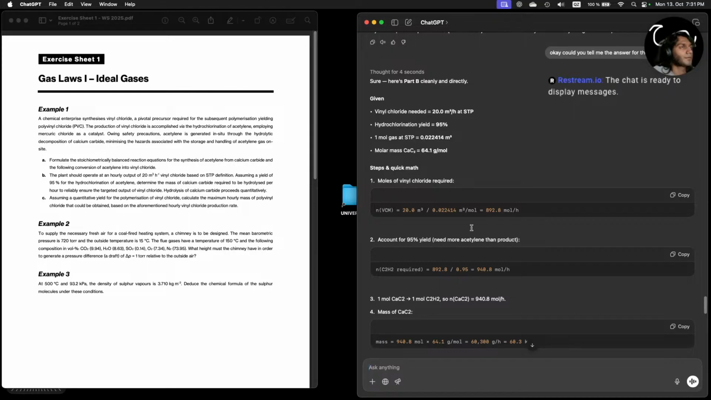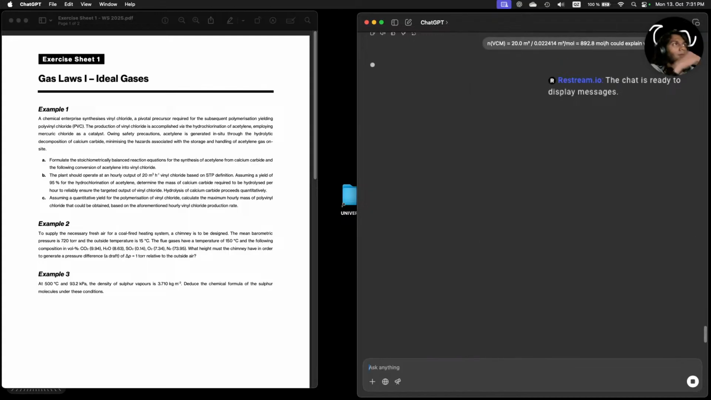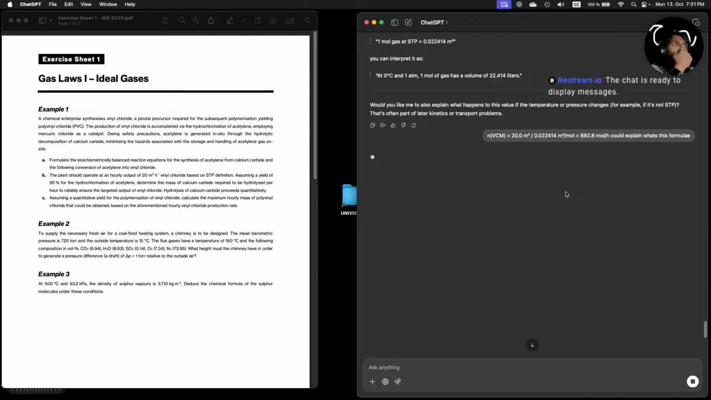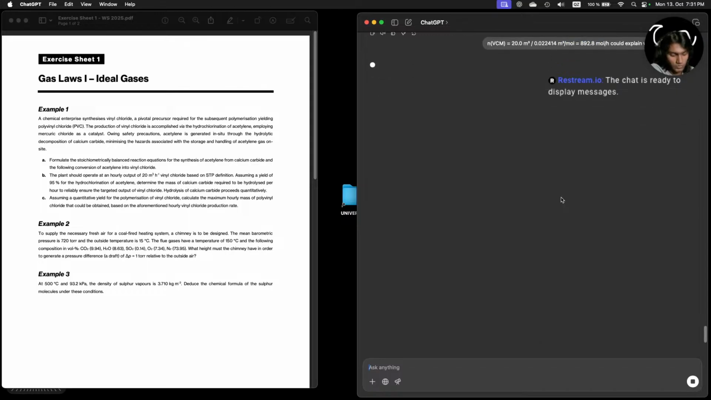Volume, number of moles equal. Okay, could you explain what this formula is? Dude, if I'm doing it like this, it's going to take a lot of time. Hey Siri, set a timer for 15 minutes. Let's see how fast I can do it in 15 minutes.